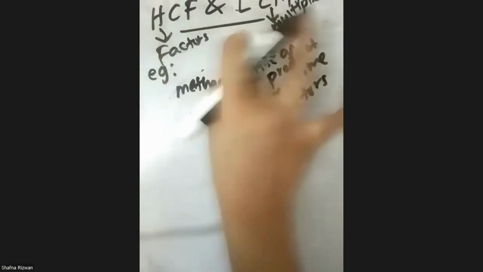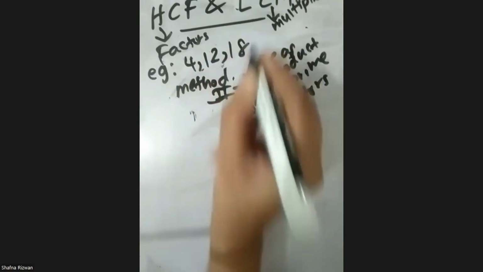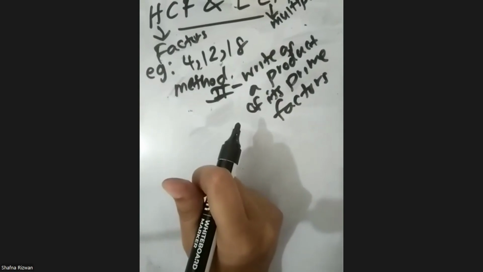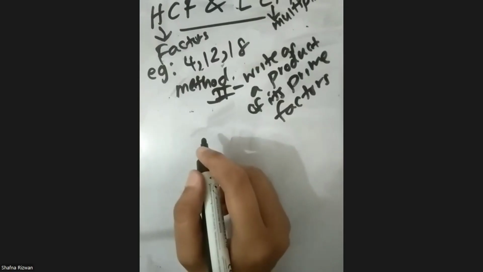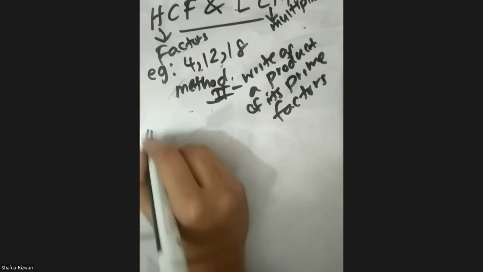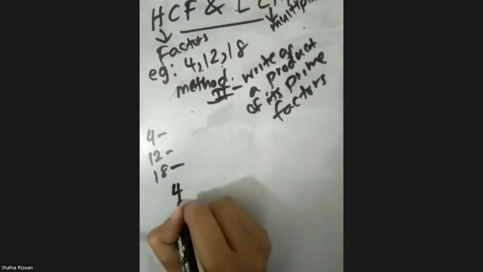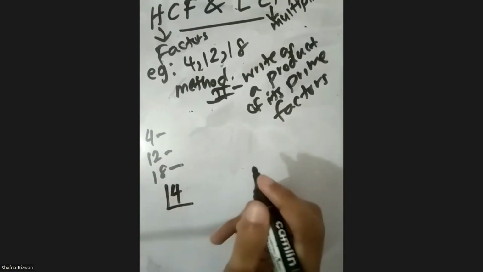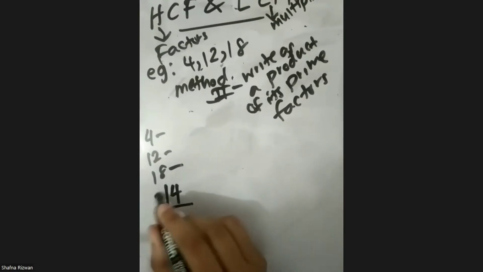So here I'll take another example. Let's take 4, 12 and 18. Under this, they are asking you to find the LCM by writing it as a product of its prime factors. So what will you do? Let's take 4, let's take 12, let's take 18. Always write like this. Now let's take 4. To find anything as a product of prime factors, what should you do? You have to divide. Don't forget the division. Now divide 4 by which number? This is an even number, so divide by 2.